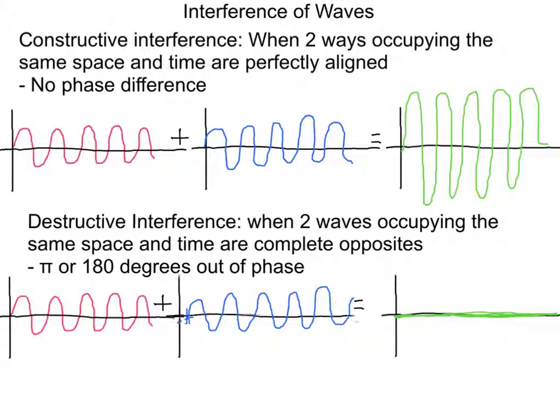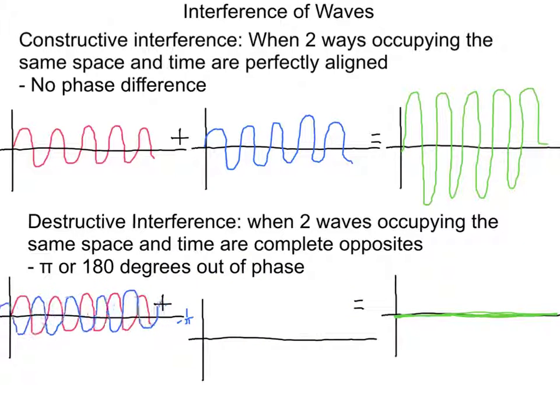Whenever you do that, everything is completely opposite of each other. So let's drag it back to its -pi location. And you can see whenever one is up, the other is down.